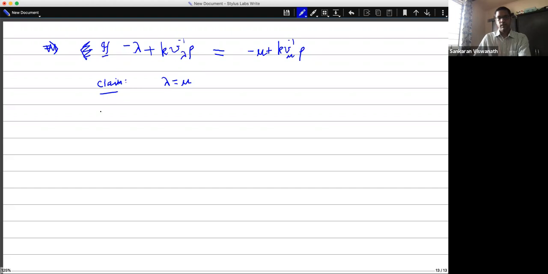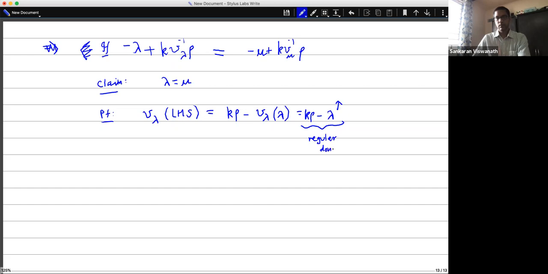So, proof: if you look at the left-hand side, you apply v lambda to the left-hand side. What does it give you? It gives you k rho minus v lambda of lambda. And v lambda of lambda, remember, is just k rho minus lambda arranged in ascending order. This is a regular dominant weight, if you wish. k rho is of course a regular dominant weight, and minus lambda in ascending order is a dominant weight, so this is regular dominant. By the same token, on the right hand side, v mu is again going to give you something that's regular dominant. It's k rho minus mu arranged in ascending order. So if LHS equals RHS, then these are the dominant conjugates of the left hand side and right hand side, and they're both regular. So LHS equals RHS means their dominant conjugates are equal.